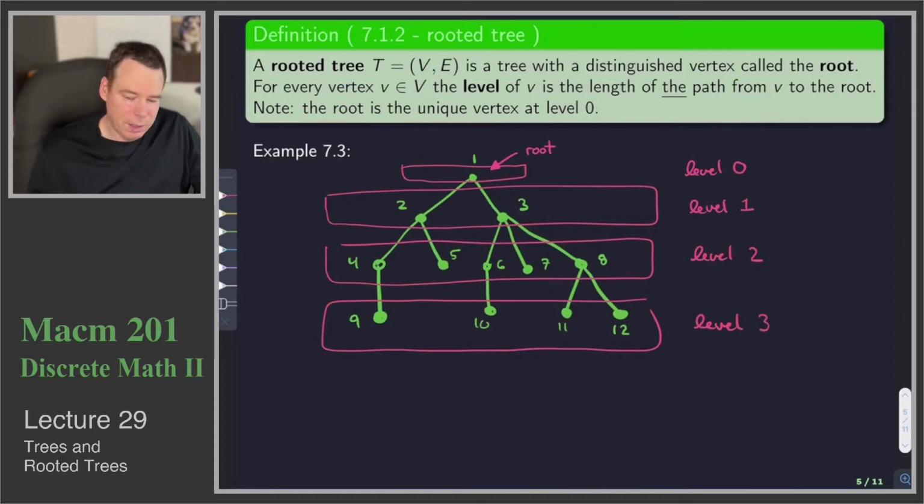If my graph wasn't laid out in this way, we could still figure out the level of a vertex. For example, 12: I just go back along the path to the root. So 1, 2, 3. There are 3 edges that I have to travel to get back to the root, so it's a path of length 3, and that's why it's level 3. So this is an example of a rooted tree where 1 is the root, and we've laid everything else out coming downwards based on their levels.